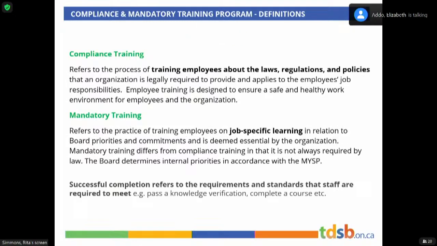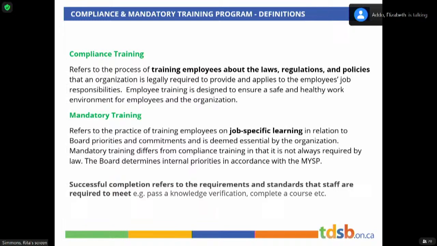Next slide, please. We want to ensure that as a system, there is an understanding of the difference between compliance training and mandatory training. And on this slide, you'll see the definitions of both. When we're speaking about compliance training, this is training that employees have around the laws, regulations, and policies that an organization is legally required to provide and applies to the employee's job responsibility. When we're speaking about mandatory training, we're referring to training that employees have that are related to job-specific learning in relation to the board priorities and commitments and is deemed essential by the organization.